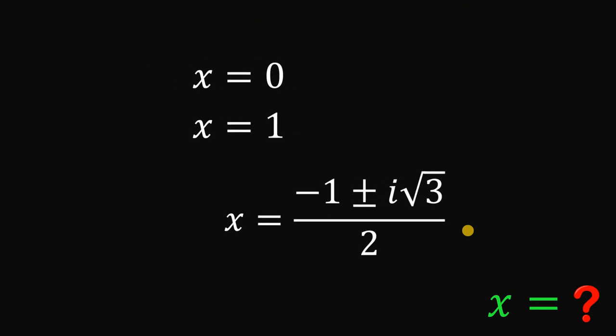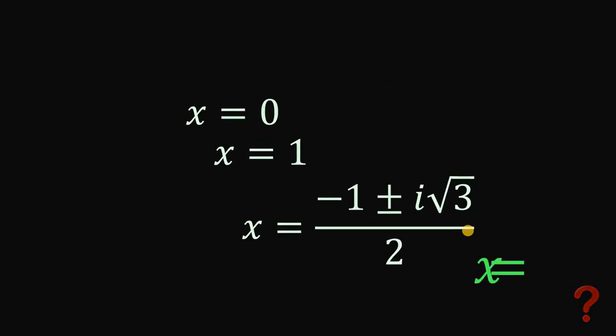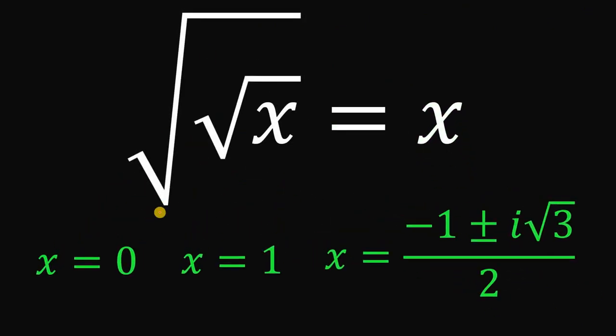Therefore, we have 4 values of x that satisfies this equation. So given that square root of square root of x equals x, then we have x equals 0, x equals 1, or x equals negative 1 plus or minus i multiplied by square root of 3 all over 2.